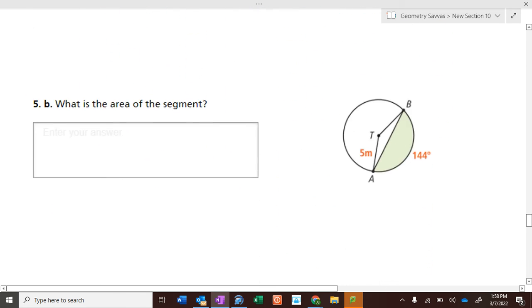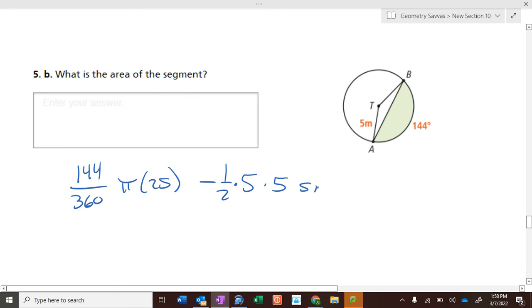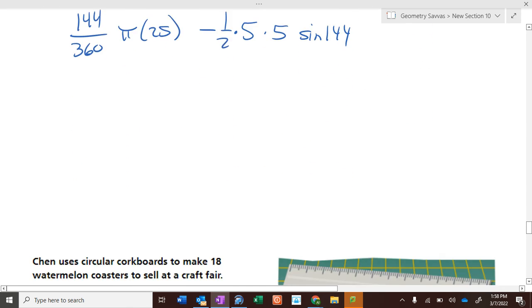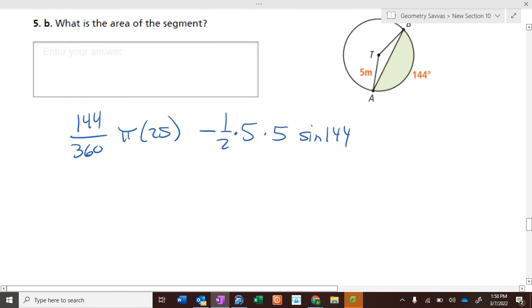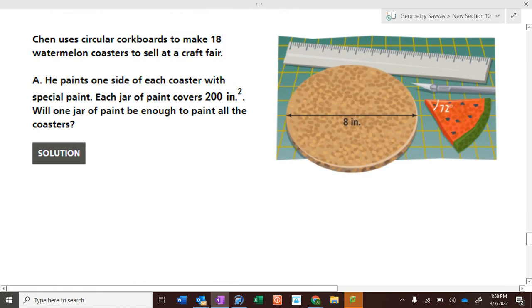Okay. Did we do enough of these, or should we do this one? 144 over 360 times pi times 25, because 5 squared, minus 1/2 times 5 times 5 times the sine of 144. Okay? So as long as you know how to set those up, that's the biggest thing. Then just punch them into your calculator.